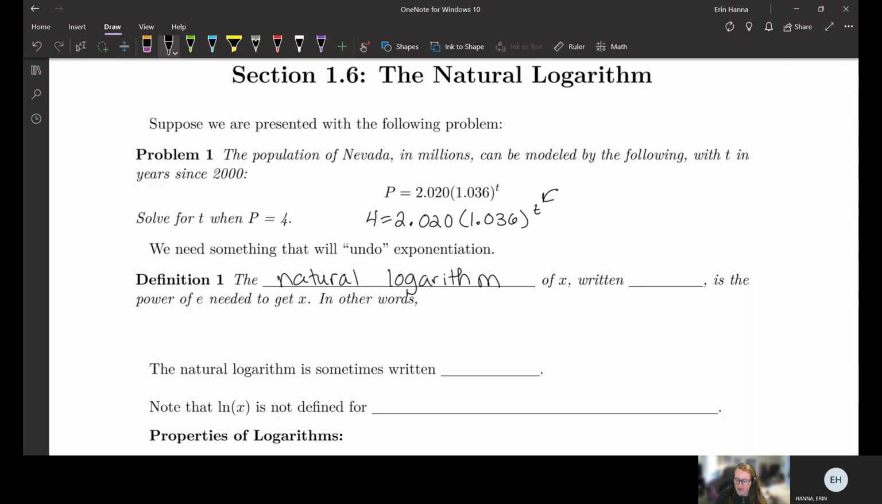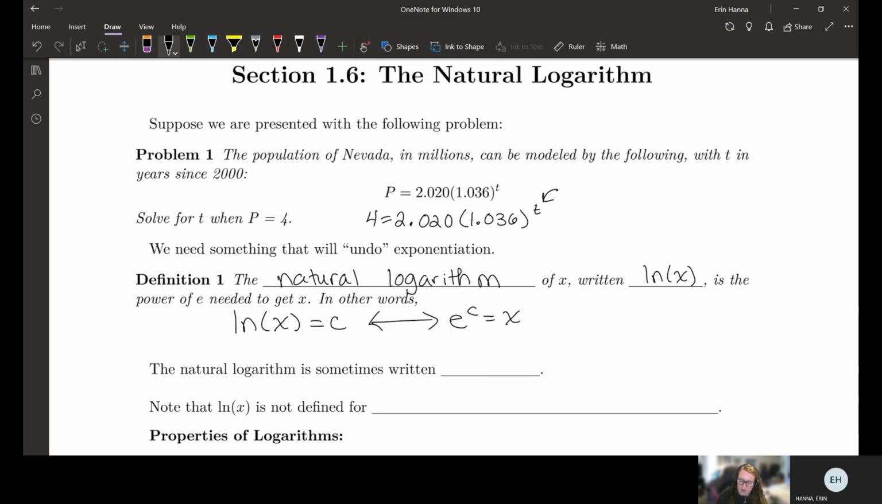So the natural logarithm of x, which is written as ln of x, is the power of e needed to get x. So remember that e is the natural base when we're talking about an exponential function. That's the one that's used the most in contextual problems, is e to the x. So this is essentially saying that if we have the natural log of x equals some c value, that's going to mean that e to the c would be equal to x.